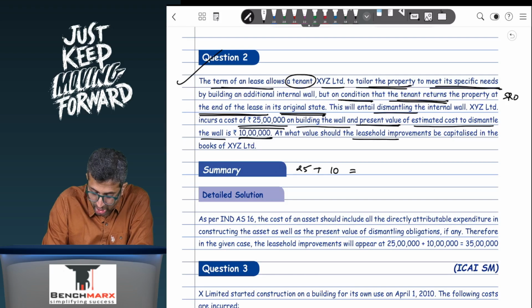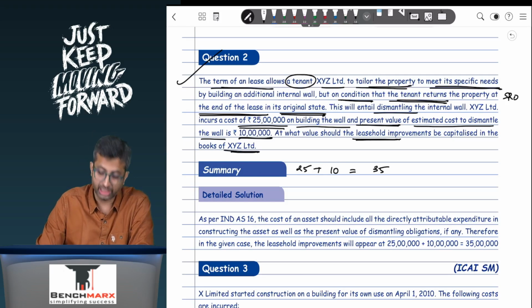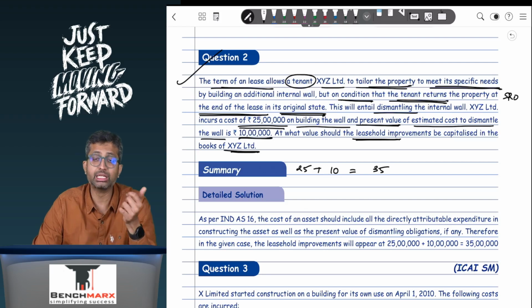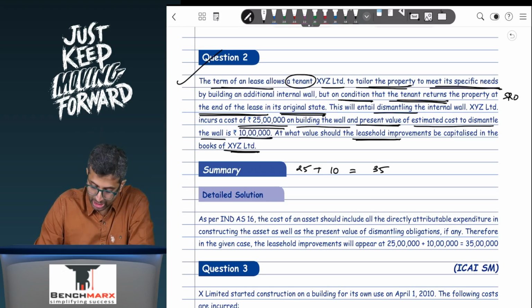At what value should the leasehold improvements be capitalized in the books of XYZ? Sir, they will be capitalized at 35 lakhs. Your journal entry, if you had to pass, would have been leasehold improvements account debit 35 lakhs, to bank 25 lakhs, to provision for site restoration 10 lakhs. So this will be shown at 35 lakhs.